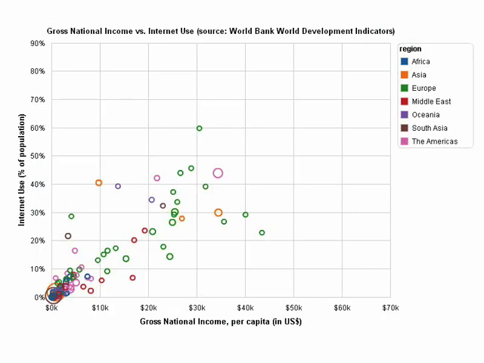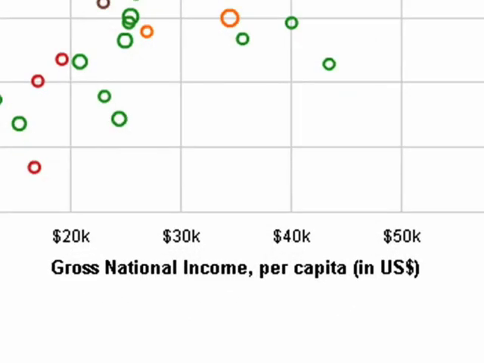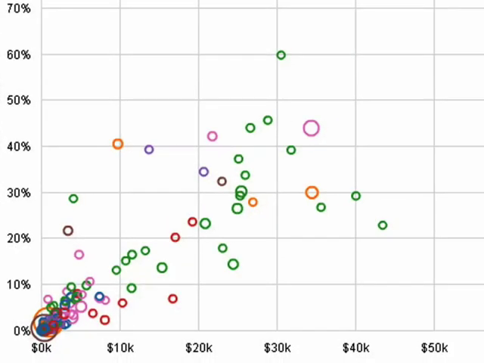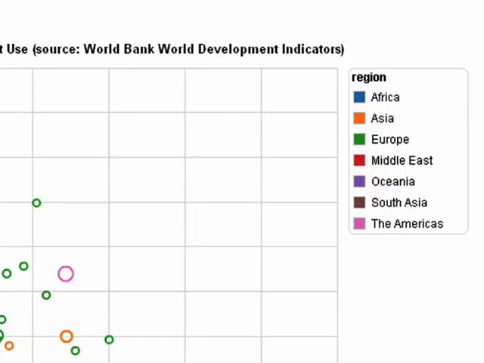Here we see world development statistics for the year 2000. The x-axis shows per capita income, and the y-axis shows internet usage as a percentage of population. Circle size is proportional to the country's total population, and color corresponds to geographic region.